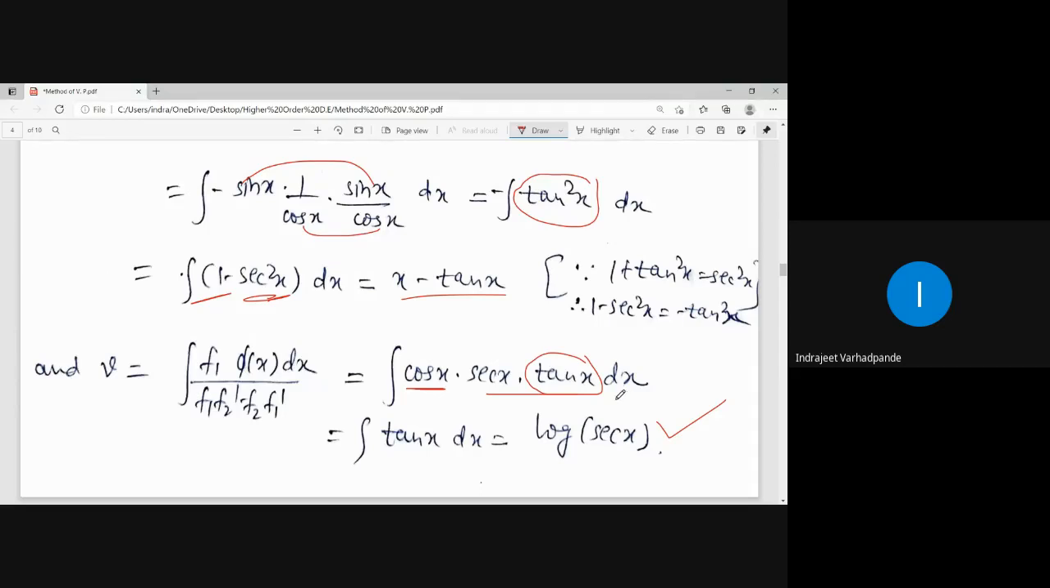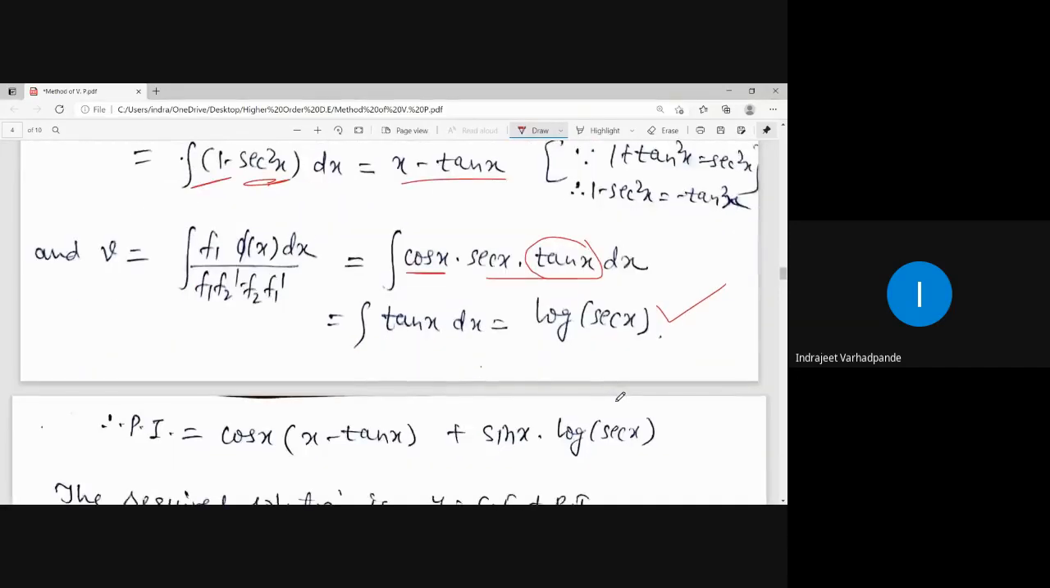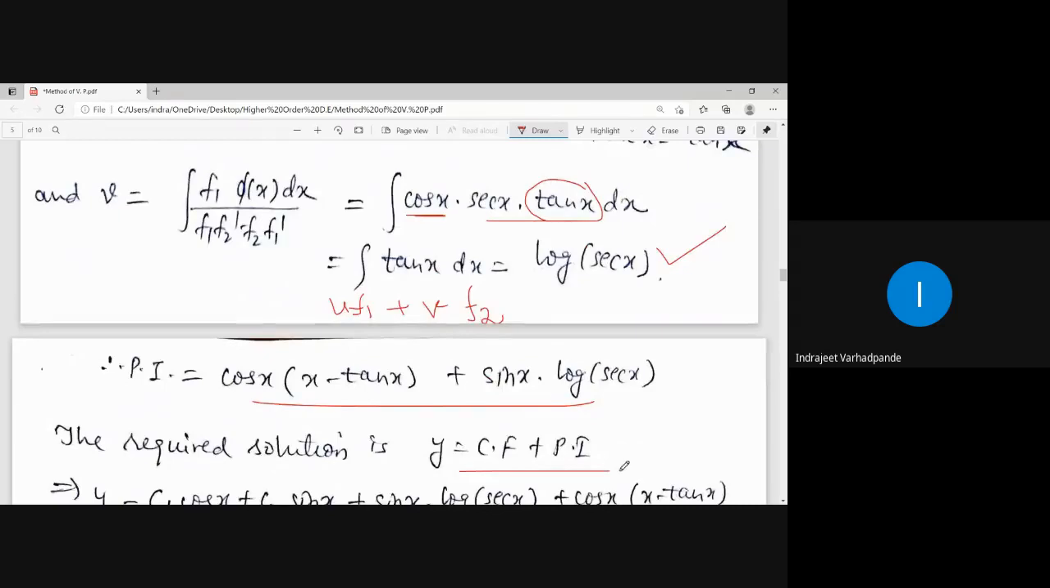Now PI will be u f1 plus v f2. Open the brackets, multiply them appropriately. Is anything going to be cancelled from this PI? No, keep it as it is. Just combine that with complementary function. Then y is equal to CF plus PI is the required solution.